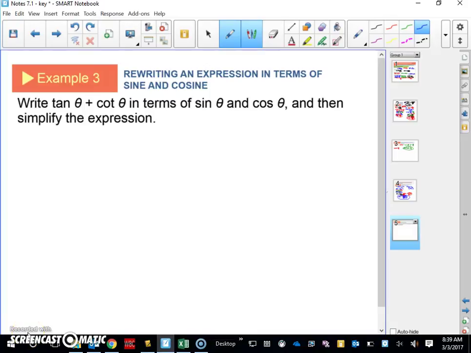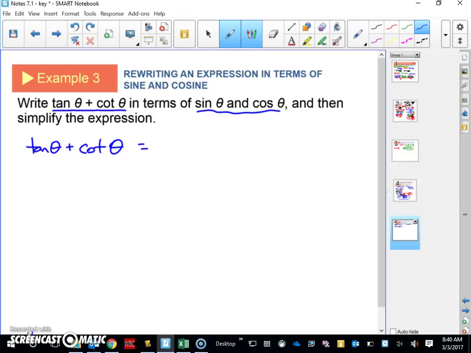Example 3, we're writing tangent theta plus cotangent theta in terms of sine and cosine. Okay, sine theta and cosine theta. This is a very common trick that you'll use. It's a very common skill in order to try to simplify expressions. You'll just rewrite stuff using sine and cosine, and then things will start falling out a lot of times. Okay, so tangent theta plus cotangent theta, we want to write those in terms of sine and cosine.